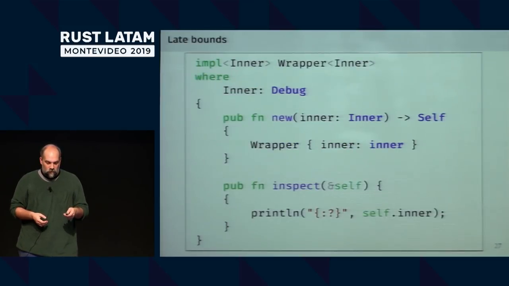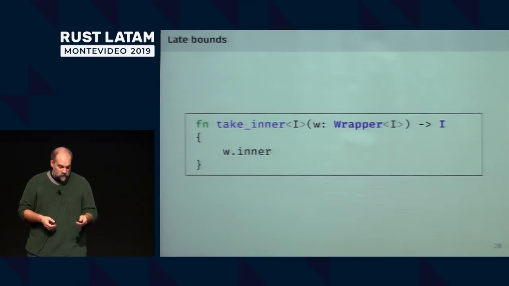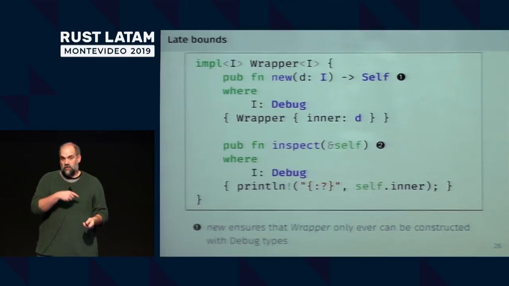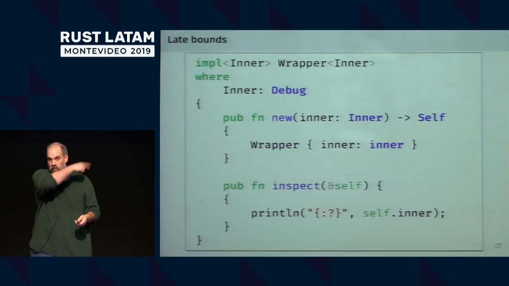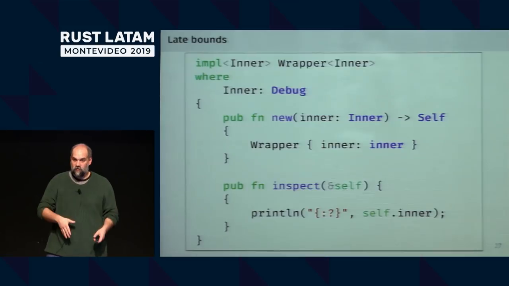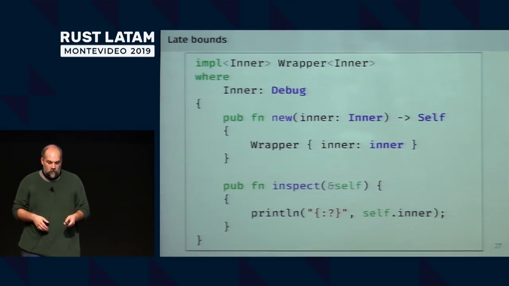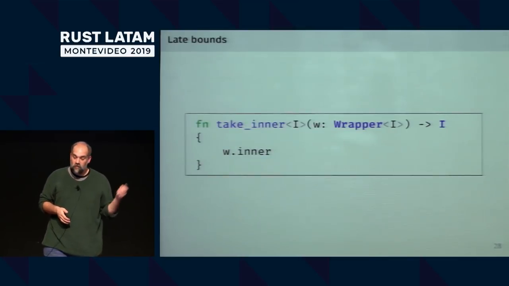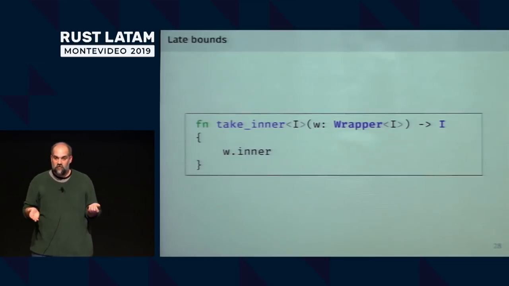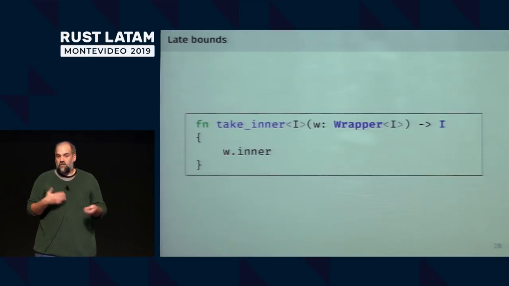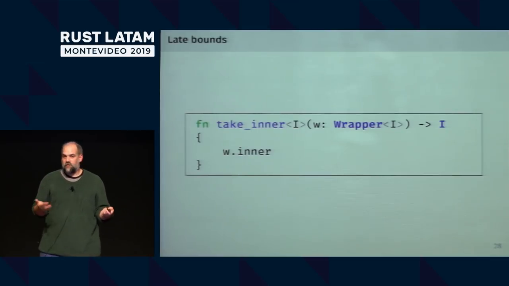I can refactor this by putting that bound again on the implementation instead of on all the functions themselves. That's for you to decide how you want to do this. But this allows me to write the take inner function in a way where I don't have to express this bound, because at that point, I don't care about it. It's absolutely not needed.